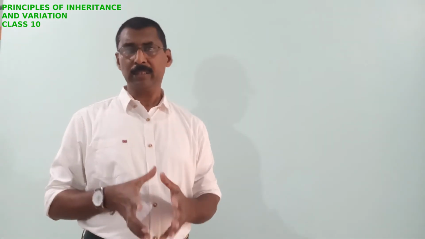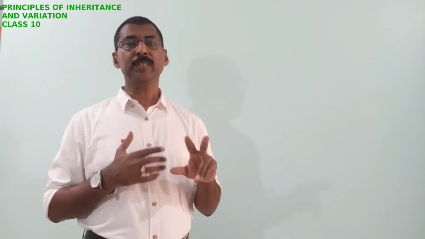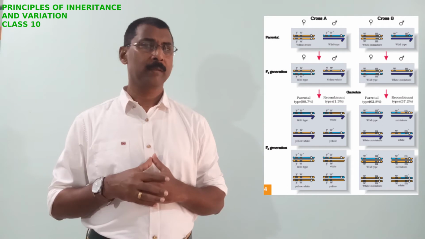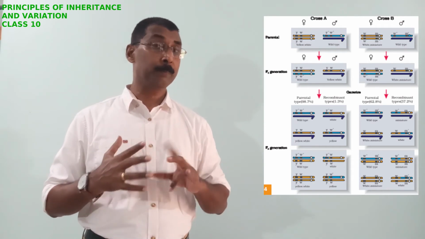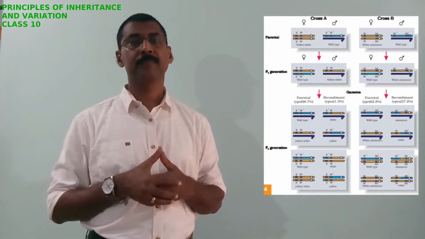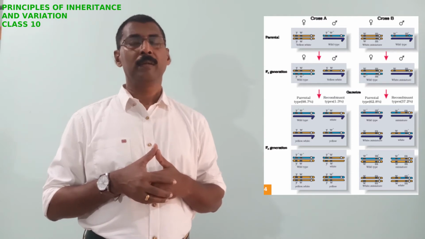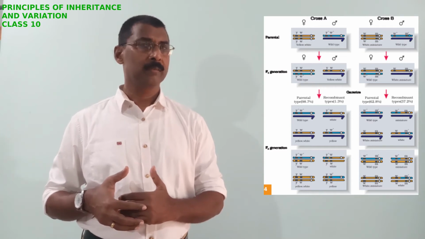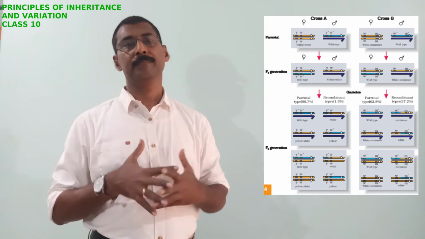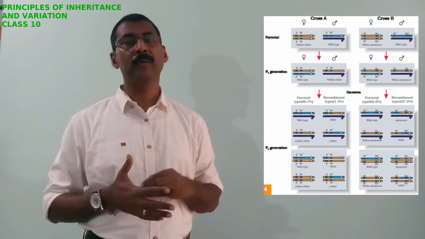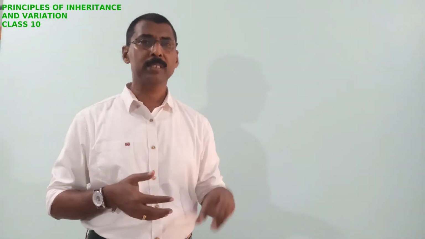Then the question here is, why should there be a difference in the percentage? So in cross A and cross B, when we examine, we can see a difference in the percentage of parental combination and recombination. Recombination percentage is low in cross A and it is high in cross B. Why is it happening so? What is the reason for this difference in the recombination percentage?